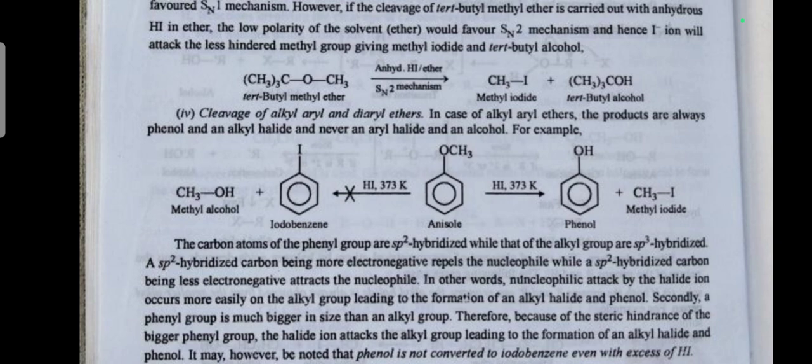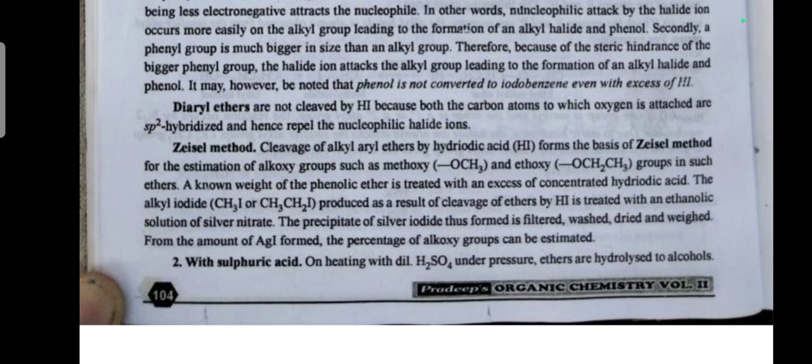Secondly, a phenyl group is much bigger in size than an alkyl group. Therefore, because of the steric hindrance of the bigger phenyl group, the halide ion attacks the alkyl group, leading to the formation of an alkyl halide and a phenol. It may, however, be noted that phenol is not converted to iodobenzene even with excess of HI. Diaryl ethers are not cleaved by HI because both the carbon atoms to which oxygen is attached are sp2 hybridized and hence repel the nucleophilic halide ions.